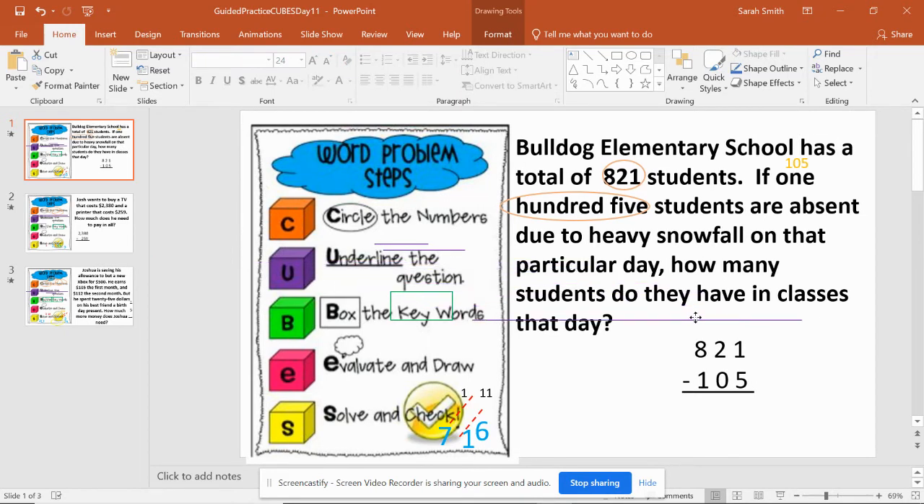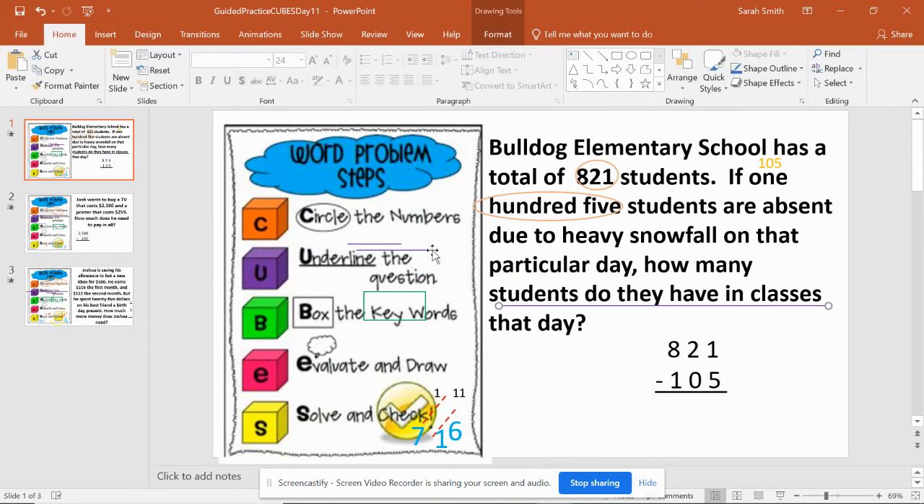Then I'm going to underline the question. So the question is how many students, so how many starts here, how many students do they have in class that day? So notice I underlined just this part of the question. I didn't underline the first part about the snowfall. I'm just underlining what I need to know. And what do I need to know? I need to know how many students do they have in class that day.